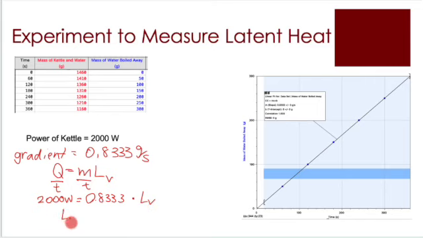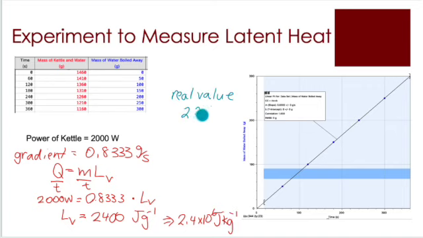If I move that around, my latent heat of vaporization, and I'm going to pick up my calculator, it'll be 2000 divided by this decimal 0.8333. I'm going to get 2,400 joules per gram. Now if I put that into joules per kilogram, I'm going to get 2.4 times 10 to the 6 joules per kilogram. Now the real value is 2.25 times 10 to the 6 joules per kilogram. So not that far off.